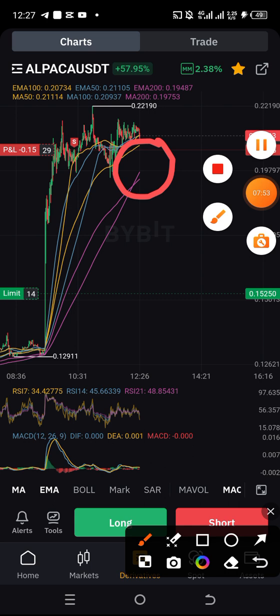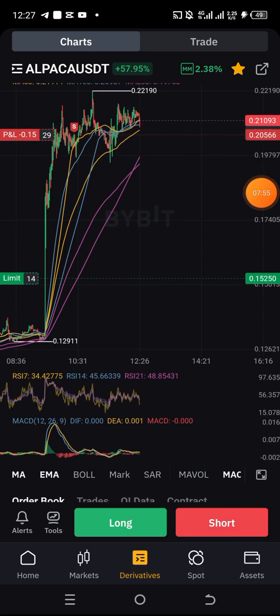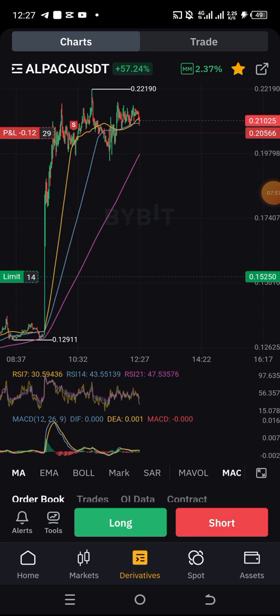So I'm going to switch off my EMA and I will turn it on again. Please put your eyes on that EMA and MA 200 that I told you. As I switch my EMA off and on, identify which one is up and which one is down. As you can see, my MA is the one on top and my EMA is the one below.